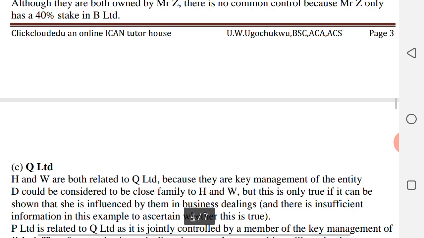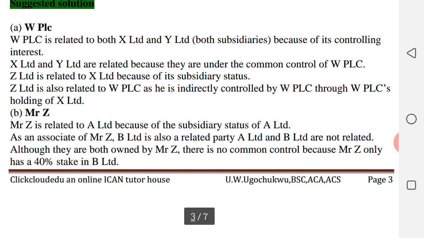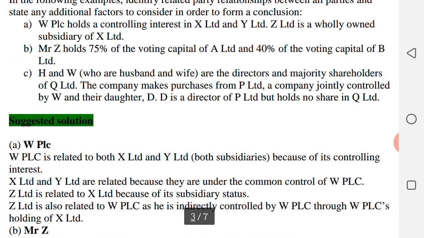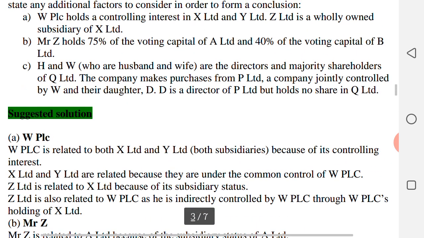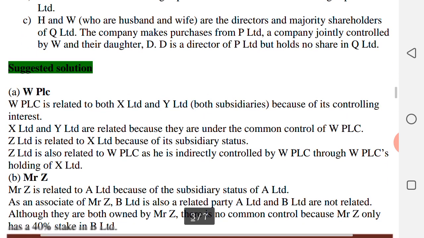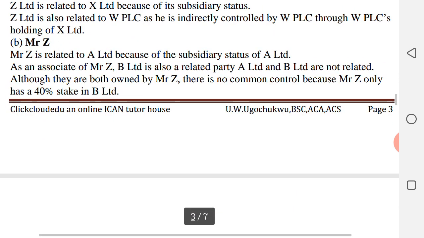So that means it's not control, because if you remember, they are not under control. Assuming they are under the same control of a parent, then we will say A and B are related. But because Mr. Z does not own A and A does not own B, and Mr. Z just owns 40% of B, then A and B are not related. But Mr. Z is related to A and is related to B.